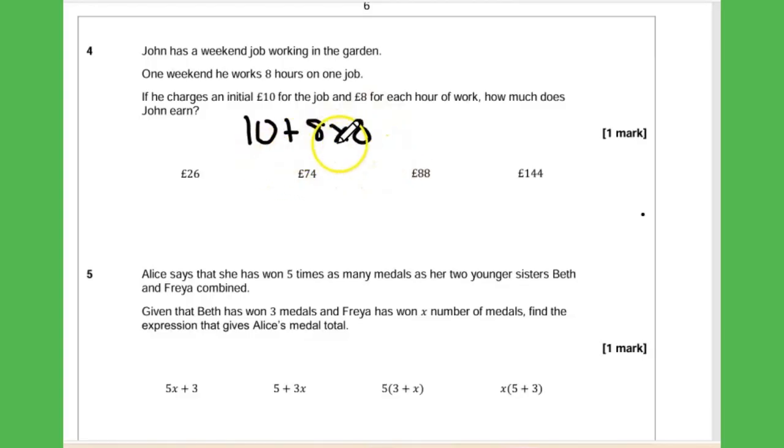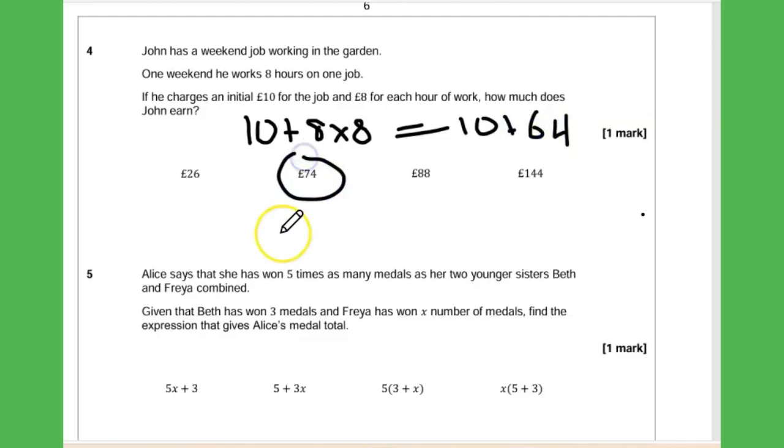So applying BODMAS, this will happen first. This happens first, so we're going to have what? 10 plus 64. And that produces what? 74. So this is the right answer here.